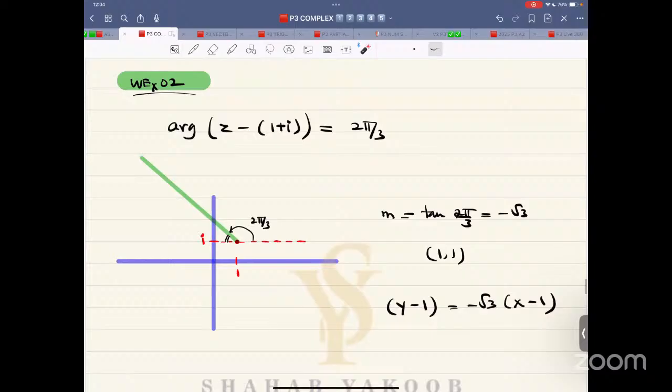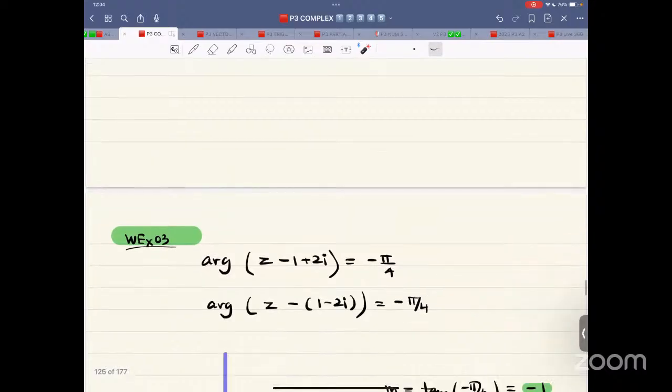Similarly, over here, argument of (z minus 1 plus i). So now (1, 1), that is the starting point. The angle is 2 pi by 3. Draw a dotted line as a launch pad and just mark the angle 2 pi by 3. Now you can see the gradient is negative. So tangent of 2 pi by 3, of course, will also come out to be negative. The point through which it's passing is (1, 1). So if they ask for the equation, you have to solve it using coordinate geometry. So this is the equation that you will use.